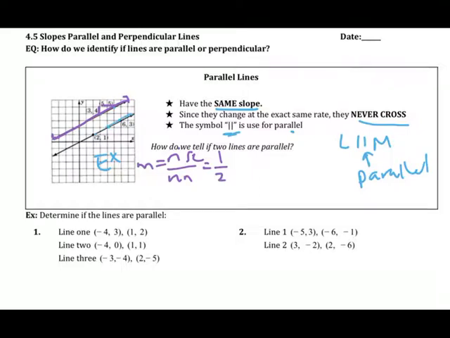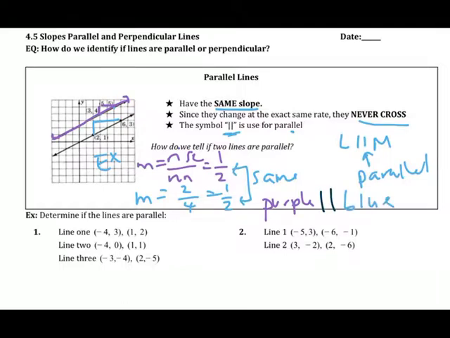Now let's find the slope of this blue line. To get from 2, 1 to 6, 3, I'm going up 2, and I'm going right 4. And if I simplify that fraction, I get the same slope. So what we could say is that purple is parallel to blue. And again, the reason that they are parallel is because they have the same slope.